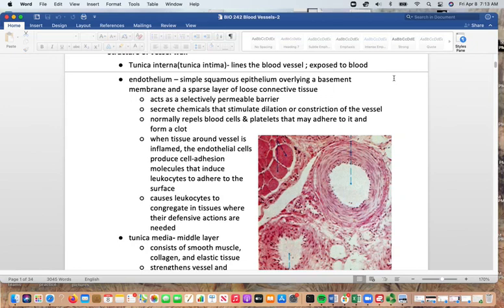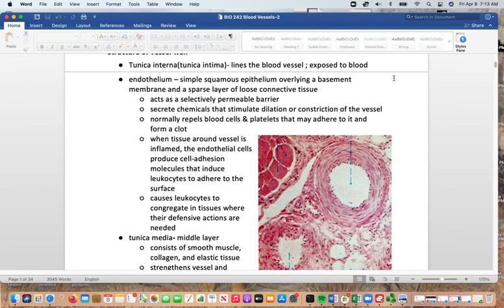It will secrete chemicals that stimulate dilation or constriction of the vessel. This is done to help control its size. It normally repels the blood cells and platelets that may adhere to it. That's an important thing. It's almost like having a Teflon layer in there that can be turned on and off. You want to have them not sticking in there and only allow it to happen when you want to form a clot.